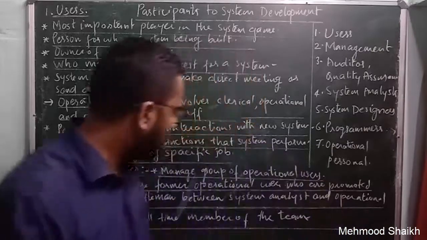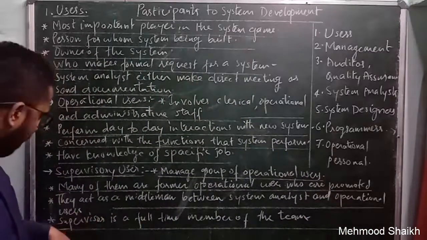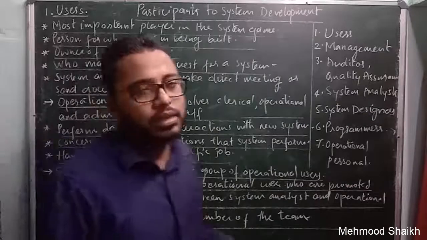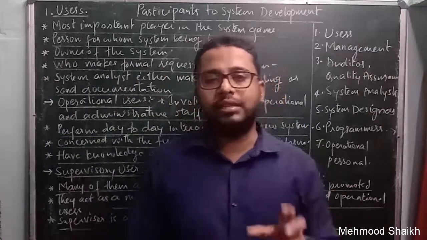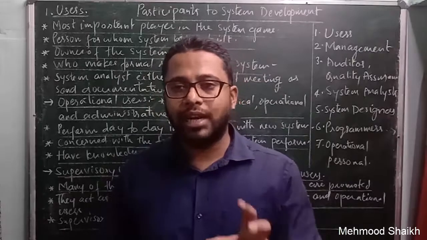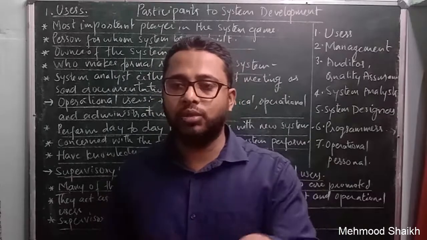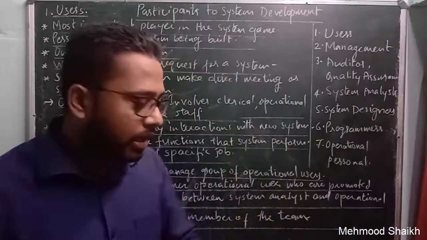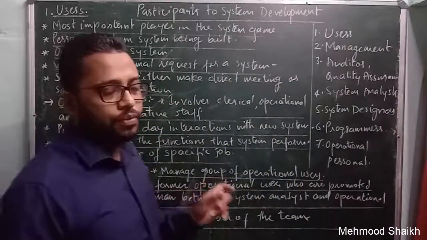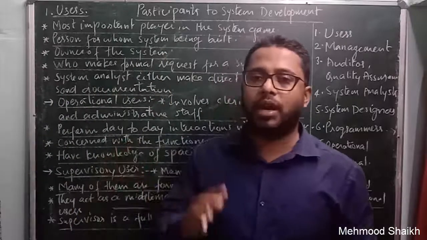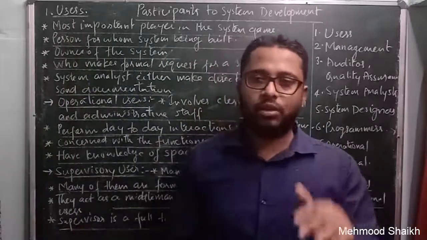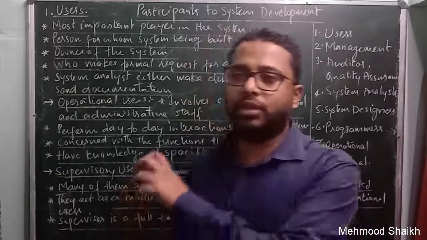Now the last one: the supervisor is a full-time member of the team. Since the supervisor is a responsible person in an organization or in the team, the supervisory user will be considered a permanent member of the team. So this is the explanation for one of the participants in system development, and that participant is the user. I'm sure you have understood the explanation for users.